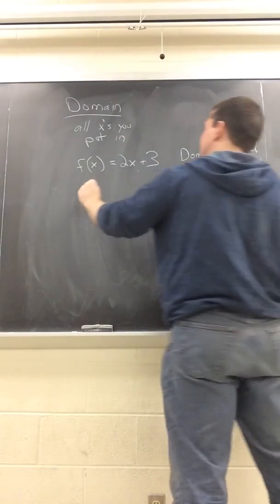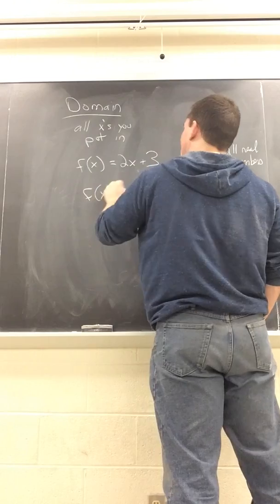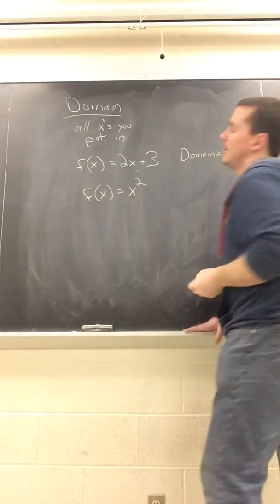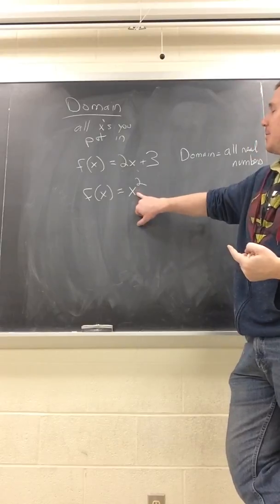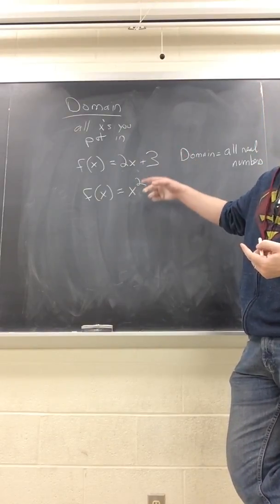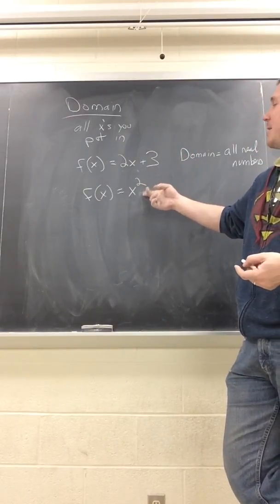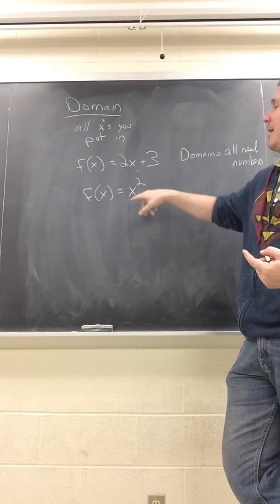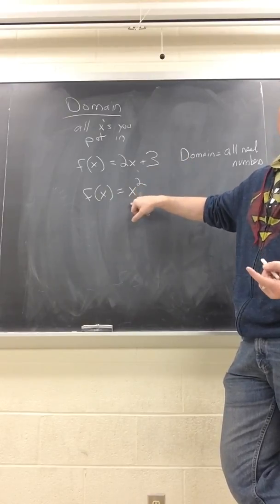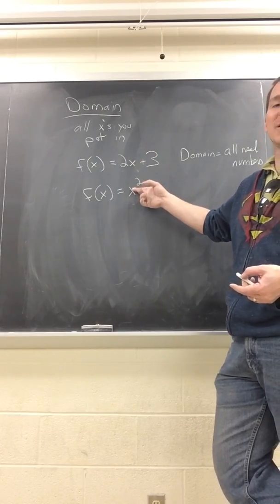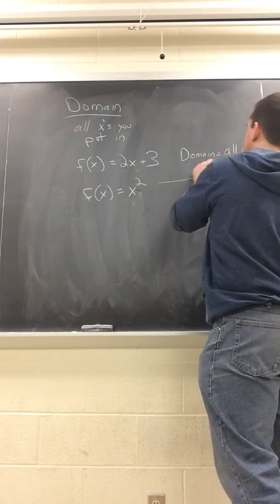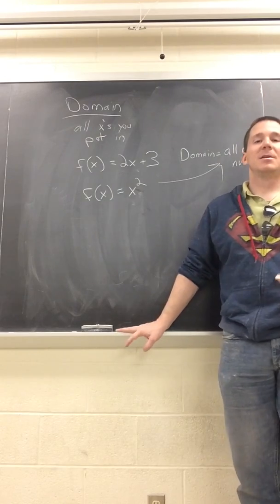Suppose I have a quadratic, because we dealt with those. f of x equals x squared. Again, if you think about it, I can plug in 0. 0 squared is 0, so that's fine. If I plug in any positive number, I can square it. That's fine. If I plug in any negative number, I can square it and get a positive, and I'm fine. So any x will work. So again, my domain is all real numbers.